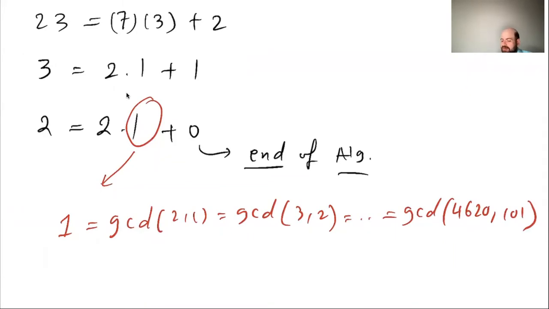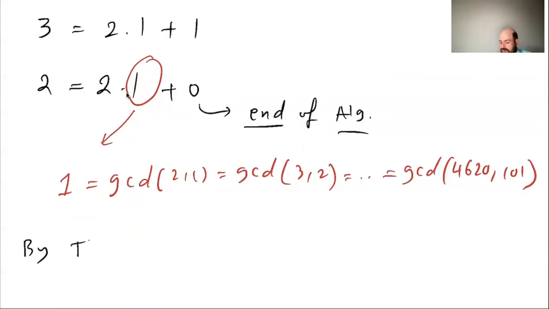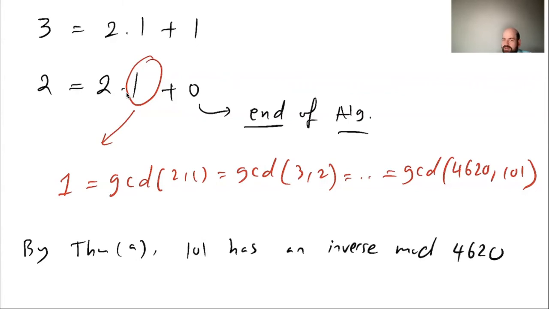That means the number has an inverse, right? Remember the theorem said if GCD is 1, the number has an inverse. If it's not 1, it doesn't have an inverse. So by theorem, part A, 101 has an inverse mod 4,620.